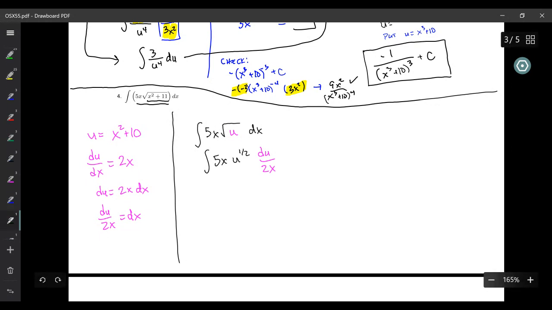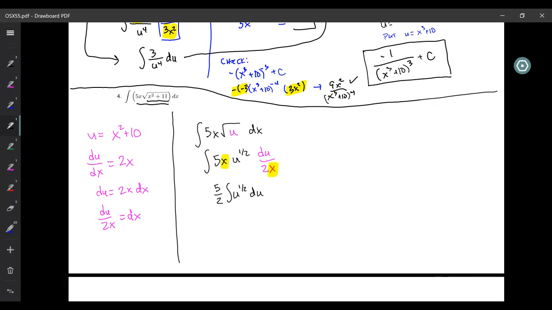By cleaning up, by canceling out the x's here, I am left with just the coefficient 5/2 that I'm going to pull out front, u to the 1/2 power, and then du. So this is my derivative column. This is my integral column. I started by picking u equal to x squared plus 10, which is going to take the place of the inside of the radical.